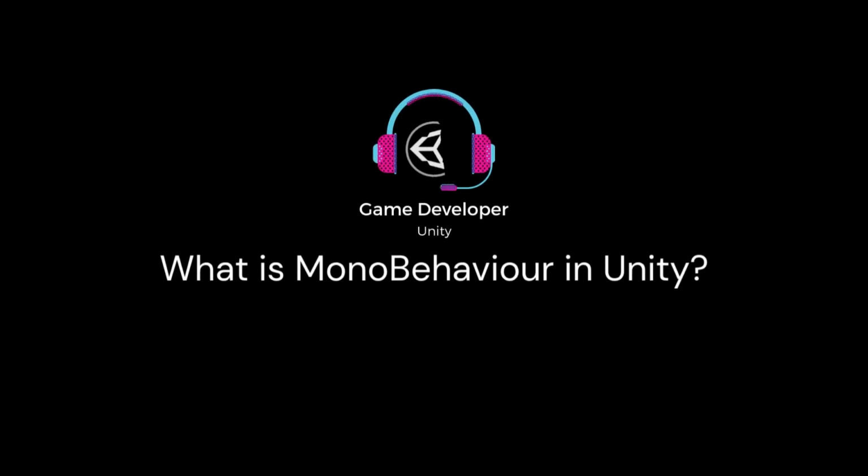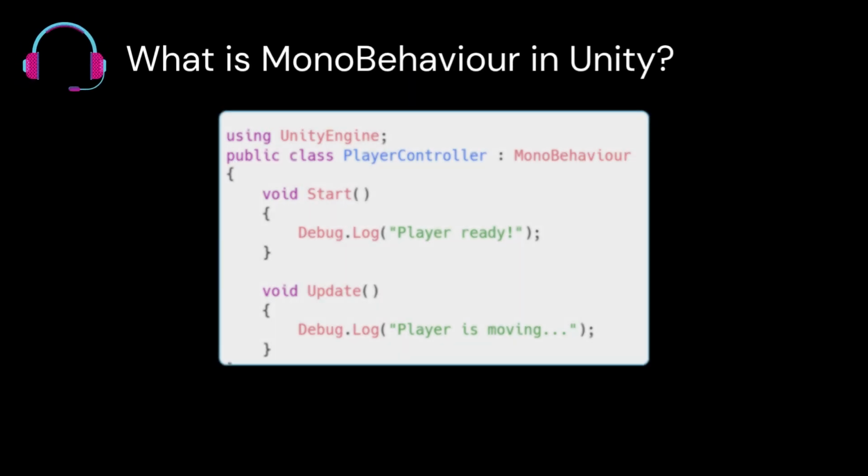What is MonoBehaviour in Unity? In Unity, almost every script that you write inherits from a special class called MonoBehaviour. This class is the core bridge between your C# code and the Unity engine. It's what lets your script actually interact with game objects, handle input, move characters, detect collisions, and so much more. Without inheriting from MonoBehaviour, your script is just a plain C# file. Unity won't recognize it and you can't attach it to any object.